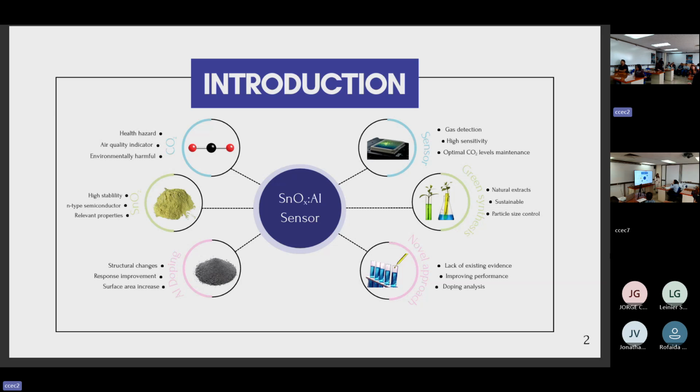Also, in this case, we use a gas sensor. In our research, the gas sensor is important because our environment has a lot of problems with pollution. It has a high sensitivity, and we also use green synthesis because our planet nowadays suffers from pollution, and in this case we use lemon peel extract.